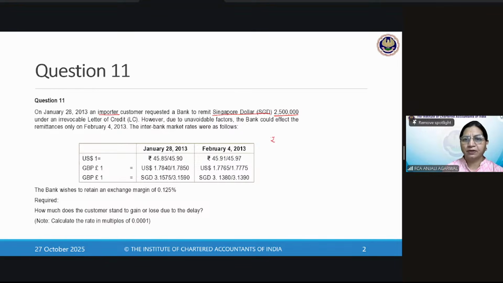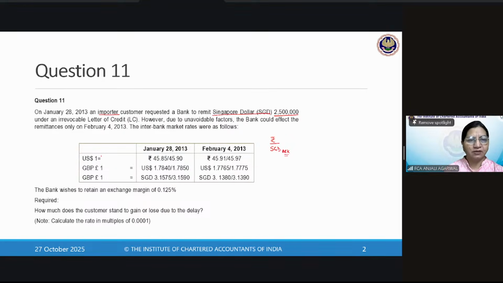Required rate would be rupee by Singapore dollar ask. So the very first thing you will quickly calculate is what is the requirement and whether we need the bid or the ask. And here we are given that the bank has given two dates, January 28 and February 4. So we will be calculating what is the impact of delay by the bank in executing the letter of credit.